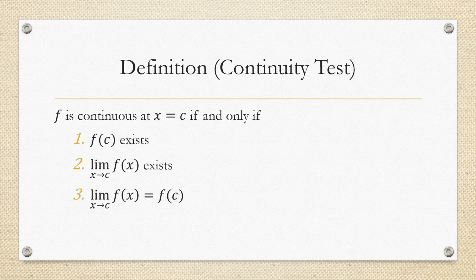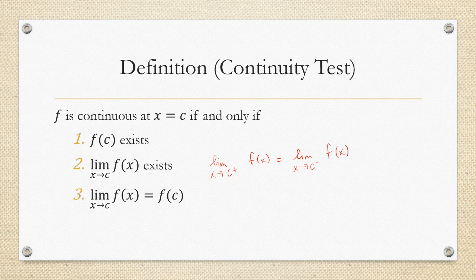Your function is continuous if and only if, first of all, your function has to exist at the point. Secondly, your limit has to exist, which again means that your limit as x approaches c from the positive direction has to equal your limit as x approaches c from the negative direction. And the limit and the value of the function have to be the same thing. So all three of those things have to be true in order for a function to be continuous.